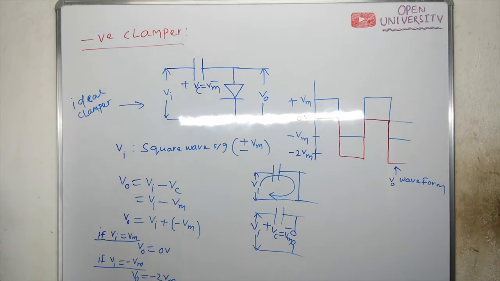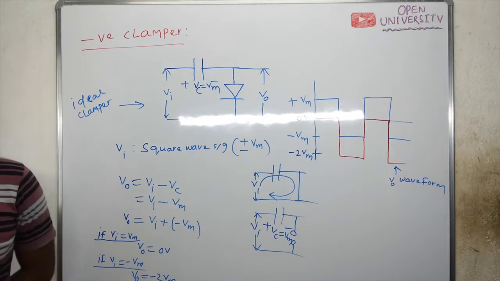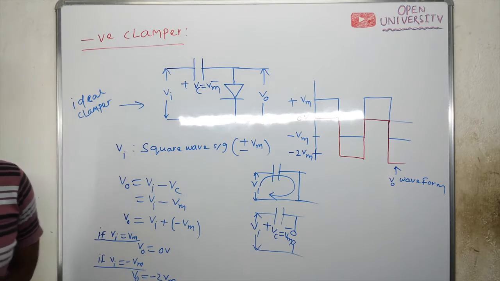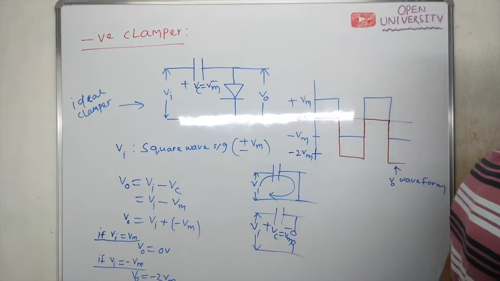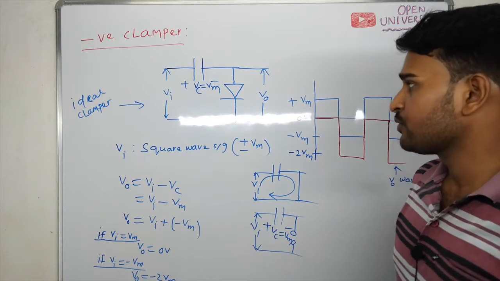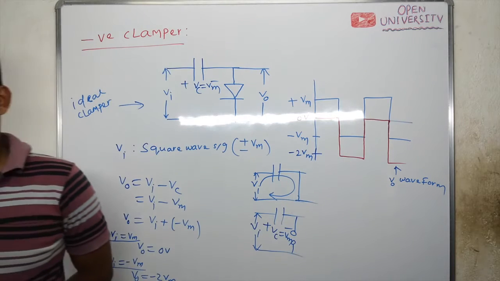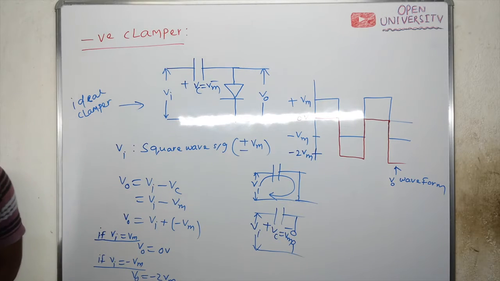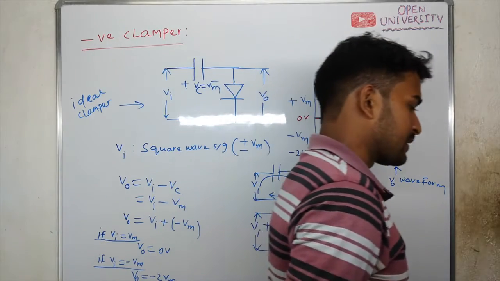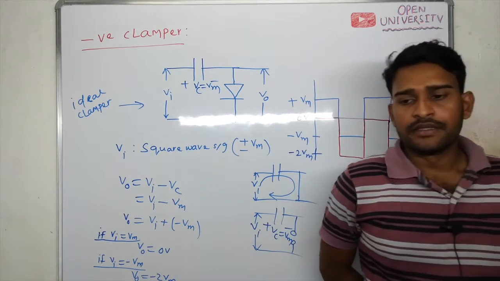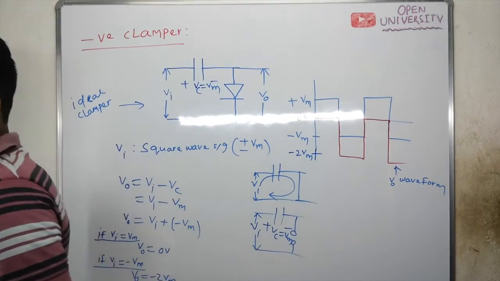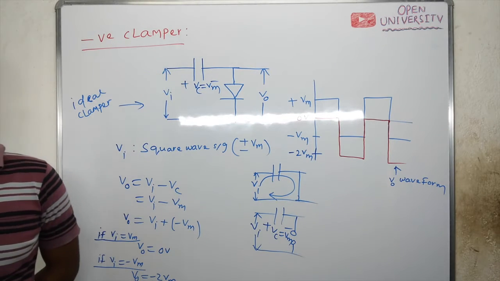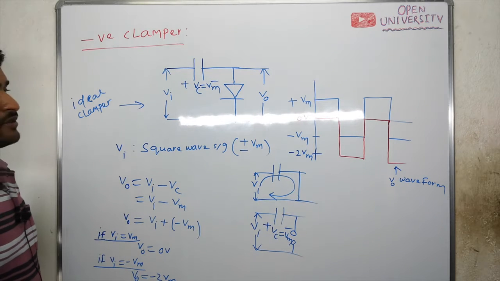Add on the next point. In any clamper circuit, when the capacitor voltage reaches the maximum value of the input, then Vc remains constant, irrespective of the input becoming positive or negative.